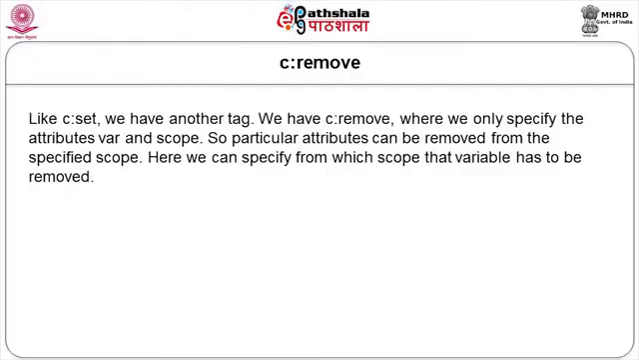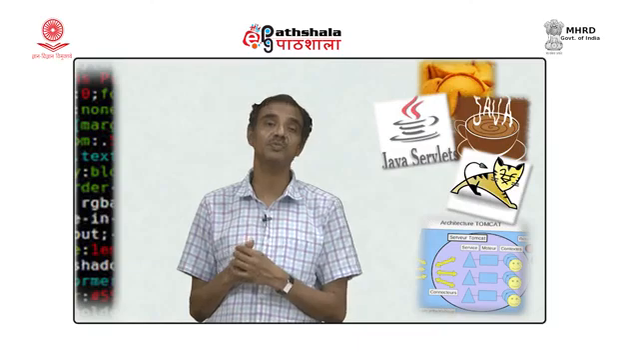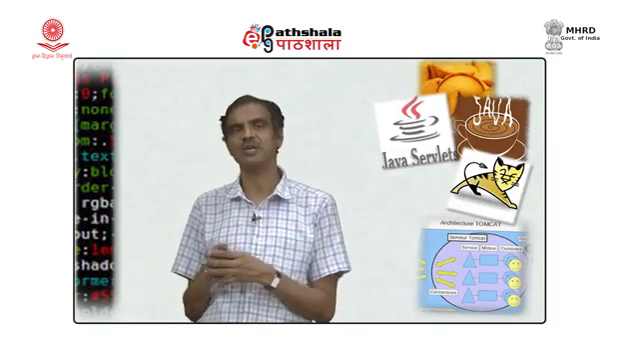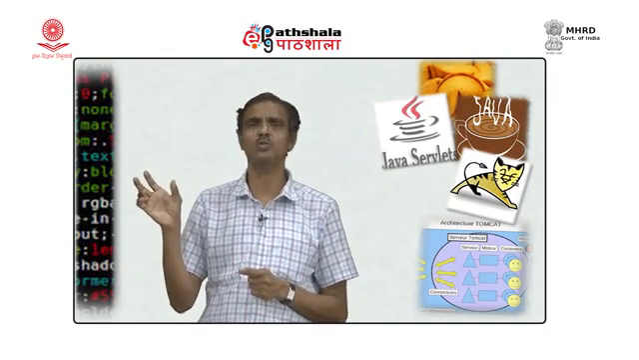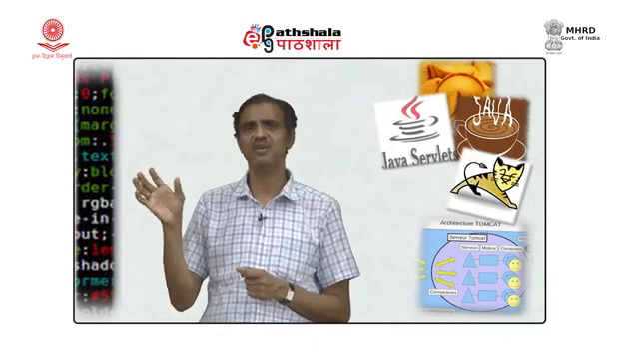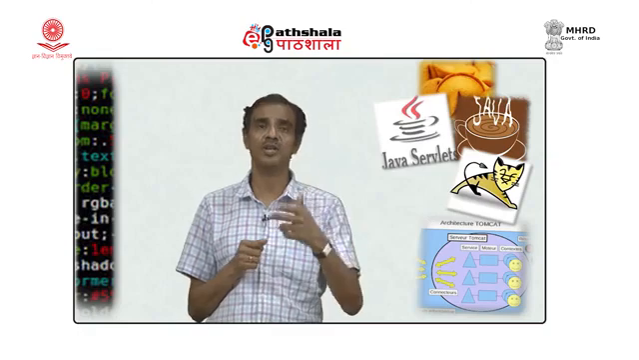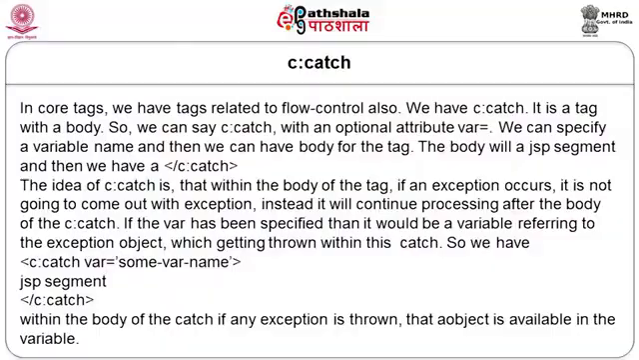We have another one, C:remove, where you will only say var equal to. A particular attribute may be removed from a particular scope. You have an option of specifying scope also. So, you can specify from which scope this variable needs to be removed. C:remove is another tag which is available in our core tags.